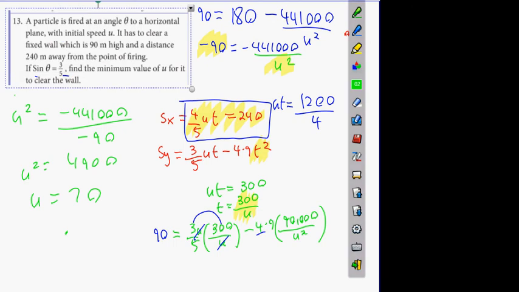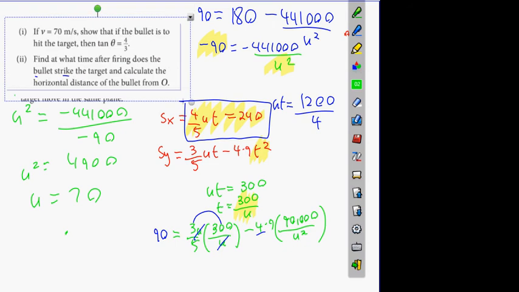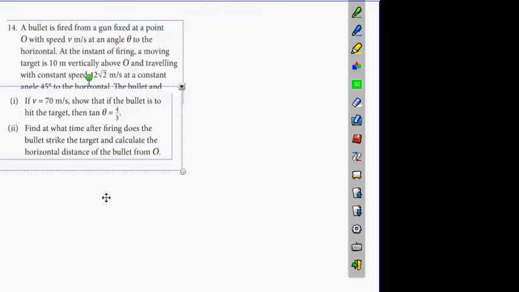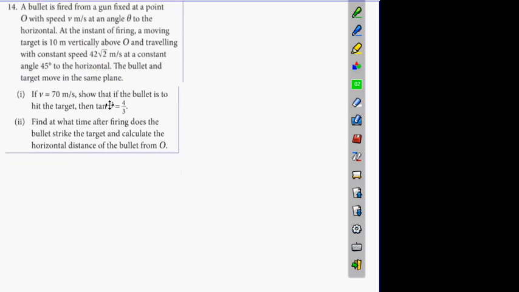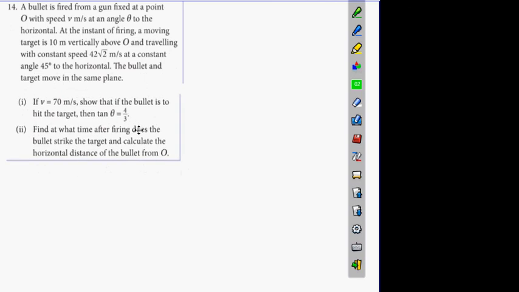Okay, so here we are. A bullet is fired from a gun fixed at point O with a speed v meters per second at an angle theta to the horizontal. At the instant of firing, a moving target is 10 meters vertically above O and is travelling with constant speed 42√2 at a constant angle. Ooh, that's different. Constant angle 45 degrees to the horizontal. The bullet and target move in the same plane.